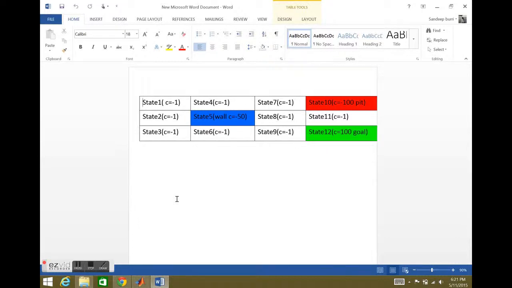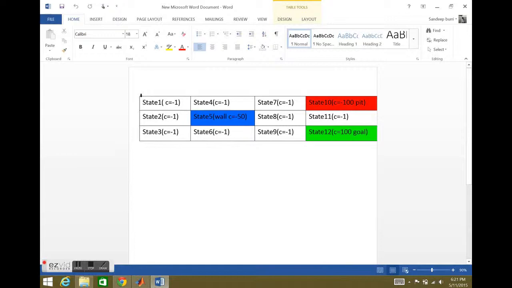I'm here to demonstrate a problem and solving it using a POMDP, which is a partially observable Markov decision process, using a one-step greedy algorithm. So before we go into the code, I'd like to shed some light onto the problem.